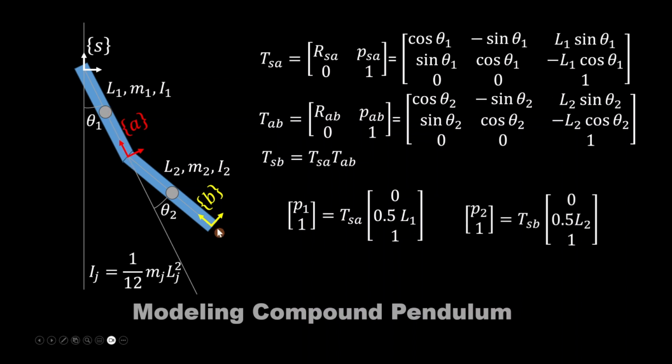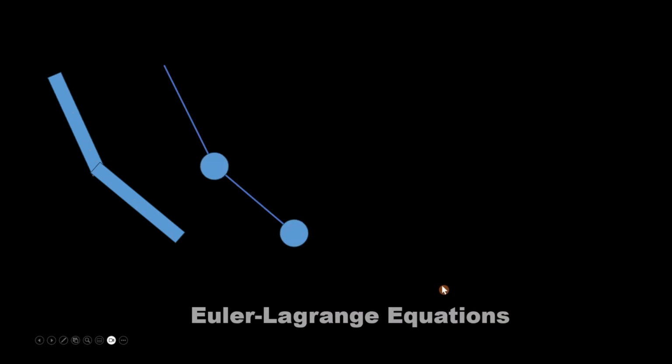P2, same story. We go with the B-frame, we go up 0.5 times L2, and then we write that vector in terms of the S-frame using our TSB. Then V1 is just P1 dot, and V2 is P2 dot. So same story here. P1, P2, V1, and V2, they are all 2x1 column vectors. Okay, so now we're ready to plug into the Euler-Lagrange equations.